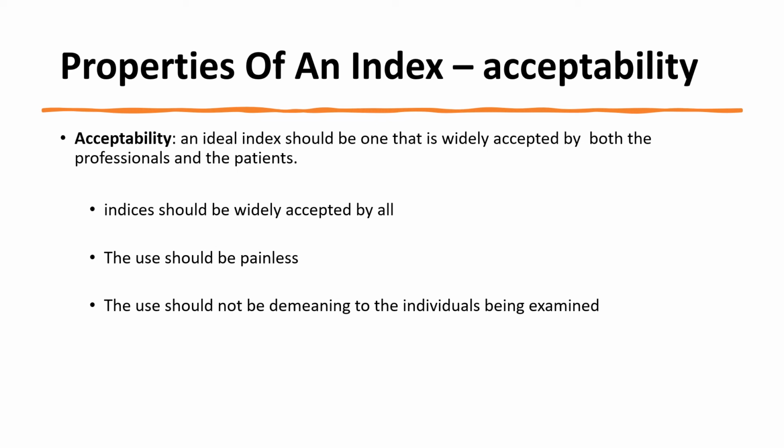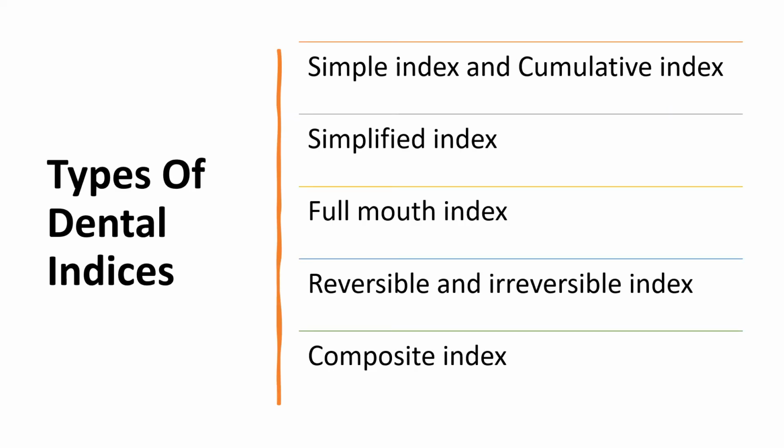You cannot ask people to subject themselves to things that will not dignify them, regardless of what kind of disease you are trying to find, whether they have it or not. The process must at least maintain the dignity of the patient being examined. If the instrument is demeaning, if it is painful, if it is not widely accepted by the professionals, then it will fail the test of acceptability, and then you cannot have a usable index. So what then are the types of indices we use in community dentistry?